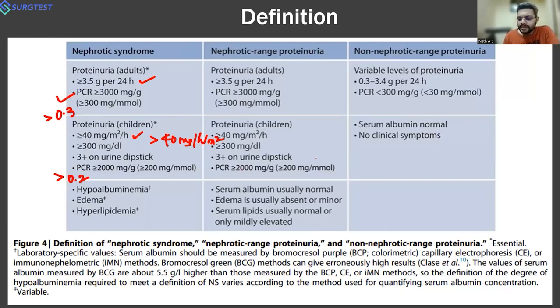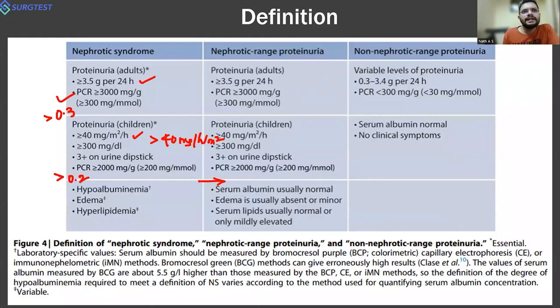There are two other terms that I want you to be familiar with. One is nephrotic range proteinuria. Here you have the same definition with regards to proteinuria, but look at the last table. I want to draw your attention here. The serum albumin is usually normal. Edema is usually minimal or absent. And the lipids are normal or just mildly elevated. That's nephrotic range proteinuria.